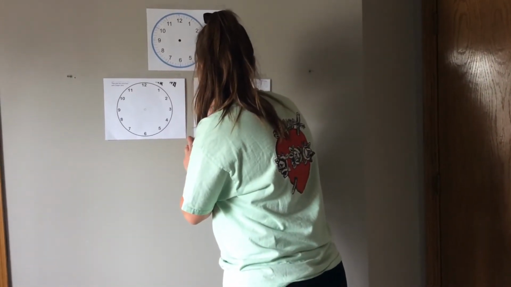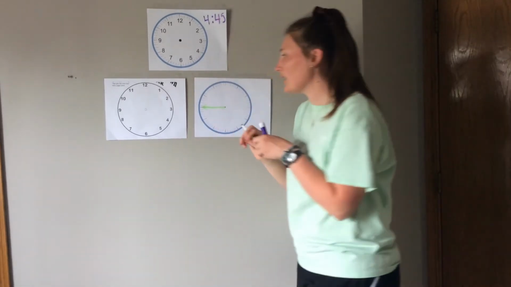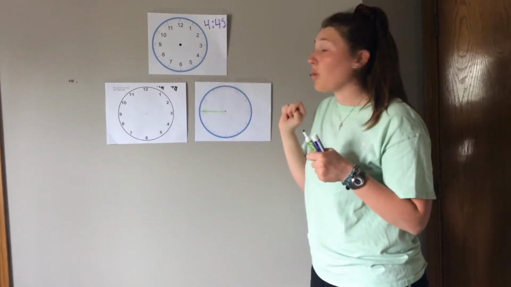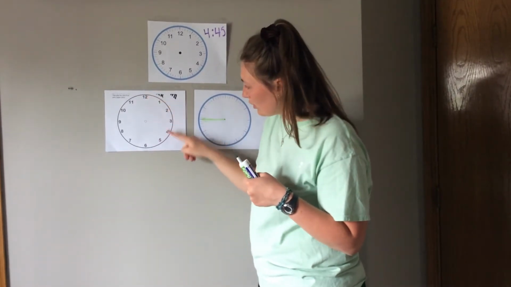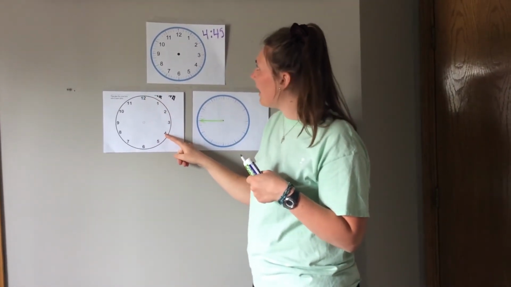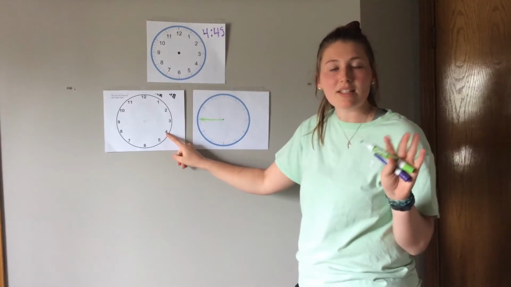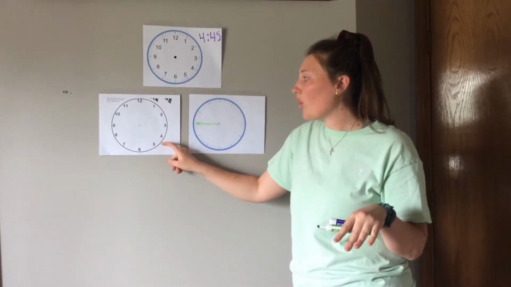So 45. Perfect. And now it's 4 o'clock. Okay? So we know here's the 4. But how are we going to place it? Is it going to be closer to the 4 or closer to the 5?